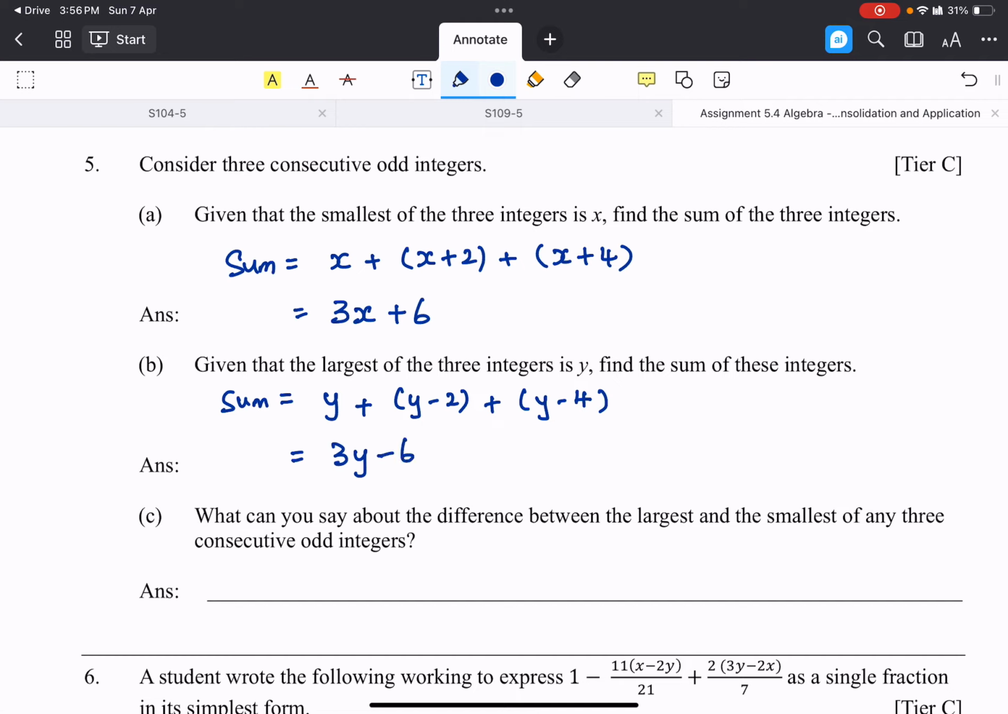So let's see what it says. What can we say about the difference between the largest and the smallest of any three consecutive odd integers? Well, the difference will always be 4. So let's write it down in proper English. The difference will always be 4. There we go.